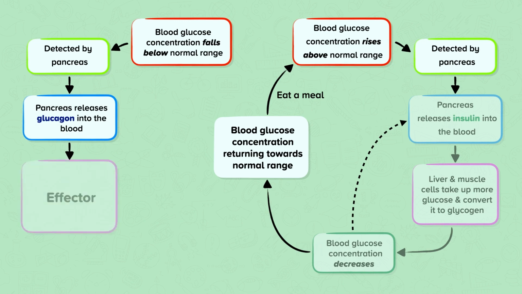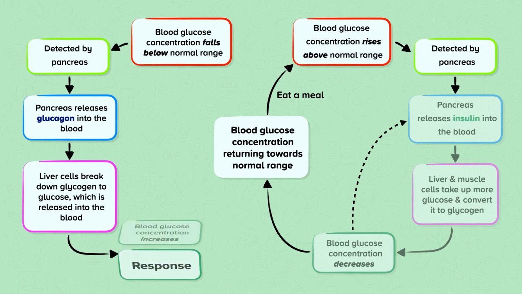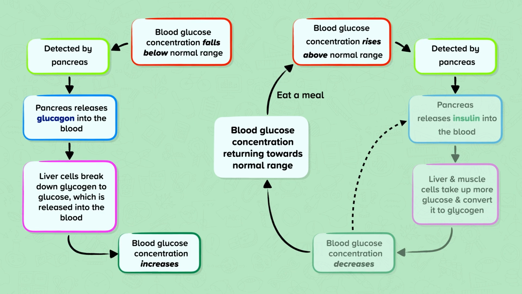Glucagon then acts on the effector, which in this case is the liver, and the liver cells break down the glycogen to glucose, which is then released into the blood. The response to this is the blood glucose concentration increases this time, which is opposite or reverse of the original stimulus. And blood glucose concentration starts to return towards the normal range.